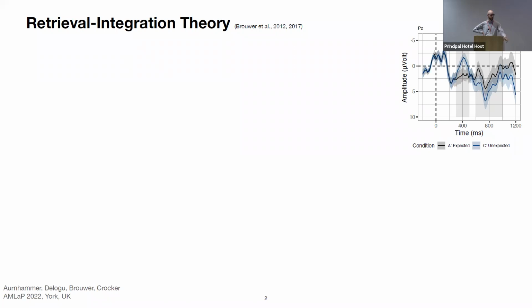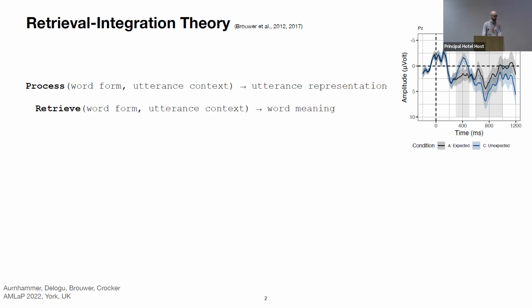And specifically, we are working within retrieval integration theory. In retrieval integration theory, we take that the processing of a word makes use of the word form that you perceive. You make use of utterance context, and the goal of processing is to create an utterance meaning representation. And this process function can actually be subdivided into two more functions, first of which is the retrieve function. And here you take the word form, you make use of utterance context, and you want to retrieve a word meaning representation. And we take that retrieval is indexed by the N400, and of course we share that view with several others as well.